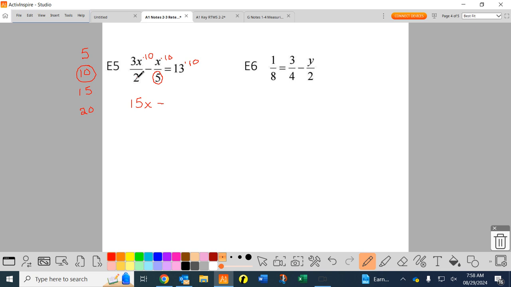Whoa. You had to find a common denominator, right? Yes, ma'am. So you've got to put that common denominator here. Times 10, times 10, times 10. Now what you're doing is 2 goes into 10. How many times, you tell me? 5. So 5 times 3 is 15x. You did it.